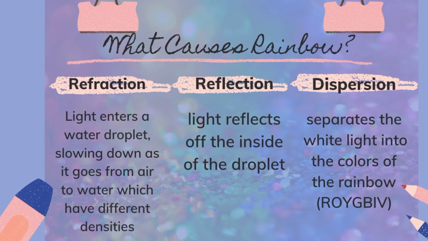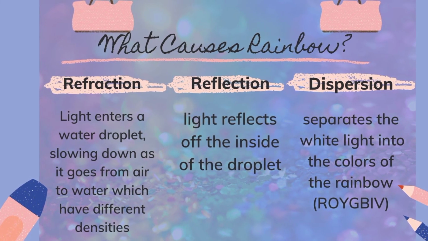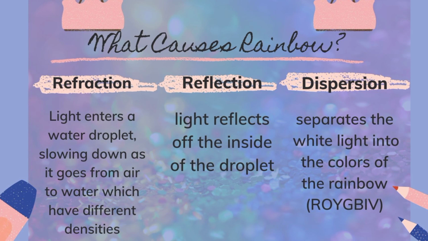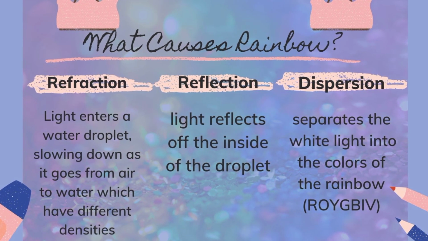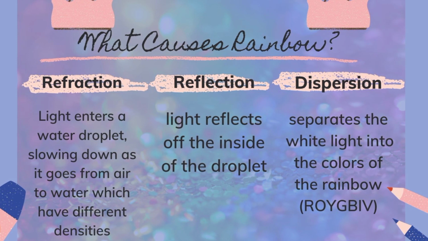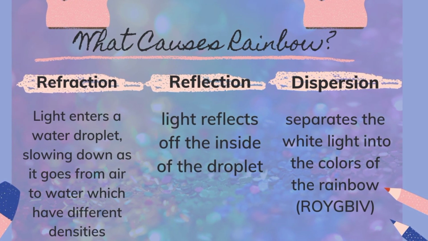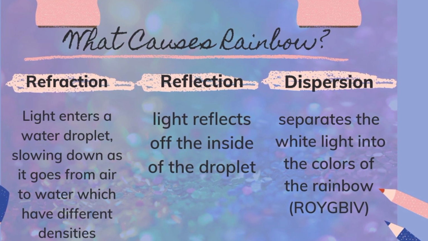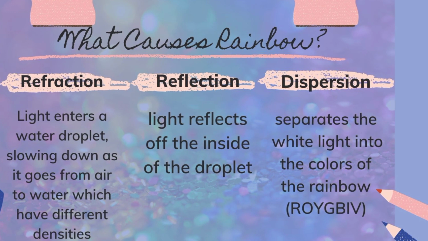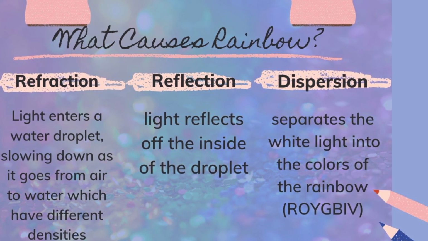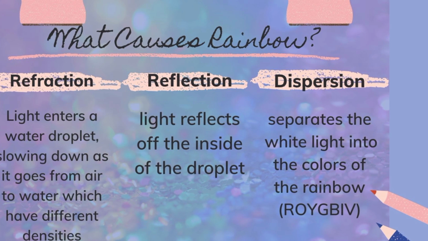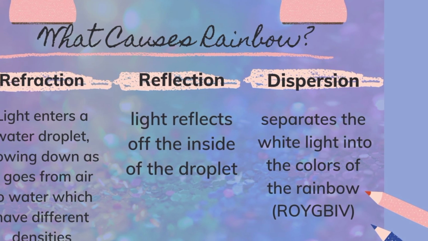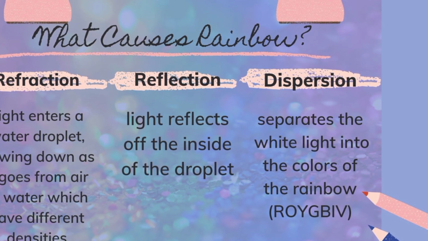What causes a rainbow? The main reason why a rainbow is formed is because of dispersion, but before that, it will undergo first the refraction, in which the light enters a water droplet, slowing down as it goes from air to water, which have different densities, then followed by reflection. In reflection, the light reflects off the inside of the droplet, and finally, the dispersion, in which there is the separation of white light into the colors of the rainbow, which are the red, orange, yellow, green, blue, indigo, and violet, or the RGB.